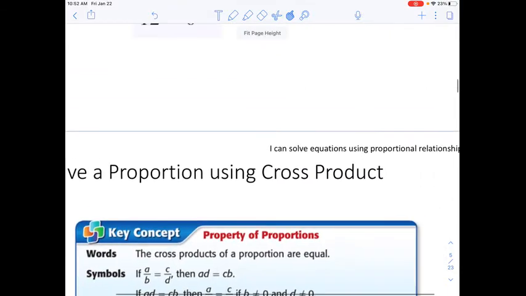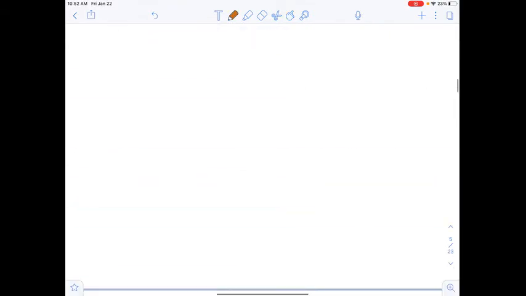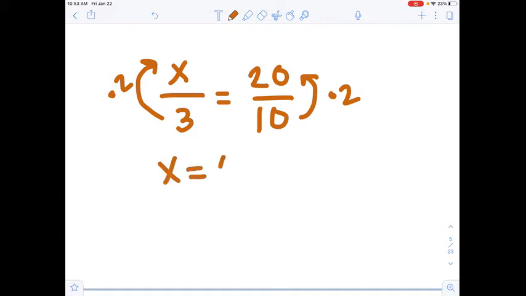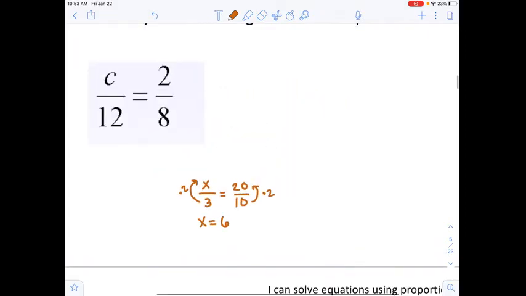Okay, so in your notes it says solve a proportion using unit rates. So in your notes I want you to write down this: x over 3 equals 20 over 10. What we can do here is look at the numerators and denominators. I know that 10 times 2 is 20. So I'm going to do that same thing, denominator to numerator, times 2. And I know that 3 times 2 is 6. So 6 over 3 is equivalent to 20 over 10. So that's just another way to solve for x.